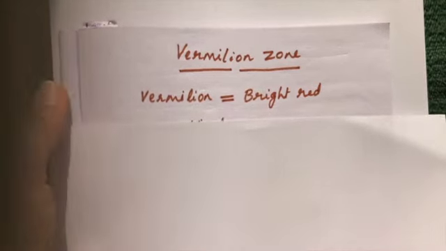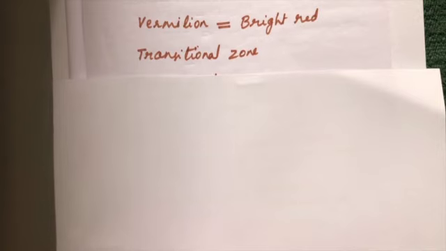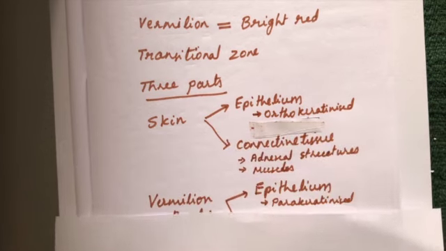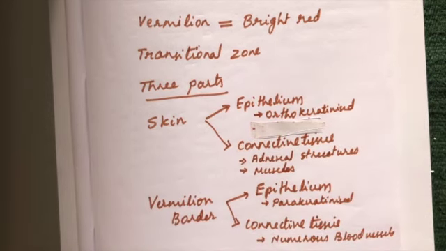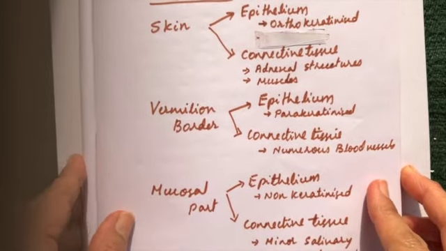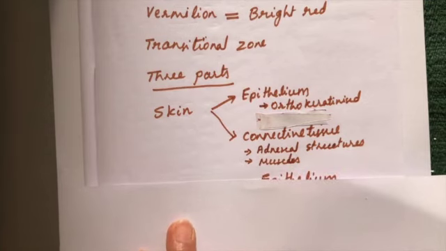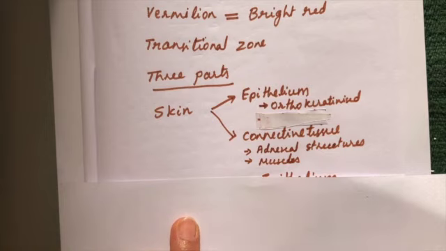To understand how to draw, we need to understand the components of it. This particular transitional zone consists of three areas: the area of skin, the area of vermilion border proper, and then the mucosal part, the mucosal lining. What does the skin consist of? Every part, when we are learning, we have to understand that these three parts each have epithelium and a connective tissue part. So the skin has epithelium and the connective tissue part. Similarly, the vermilion border proper and the mucosal membrane.